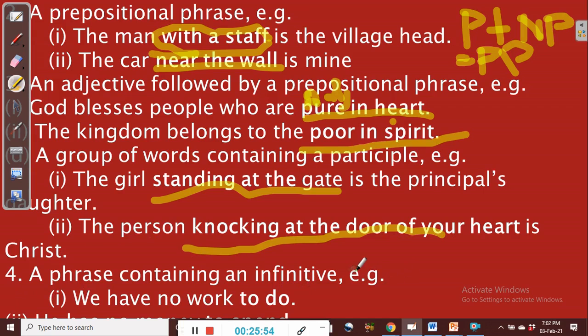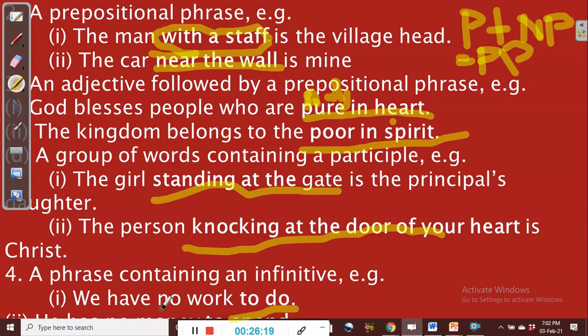Then number 4, a phrase containing an infinitive. An infinitive begins with the preposition to. So here you can see we have no work to do. Now, this "to do" is the phrase that contains an infinitive. And how do we know it's functioning as an adjective phrase?